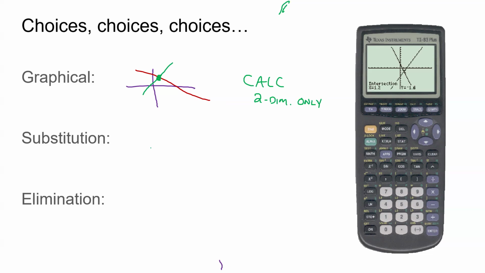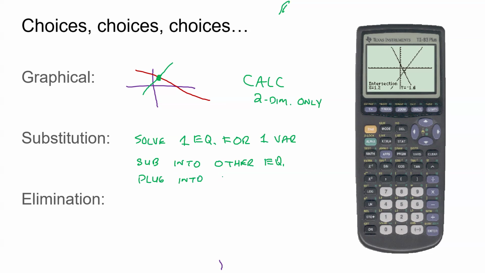The substitution method: we solve one equation for one variable, plug that into the other equation, and solve that. That's going to give us a solution. Then plug that solution into some equation, either one. The substitution method works really nice, just about always. Even if you had 16 variables, you could do it that way.